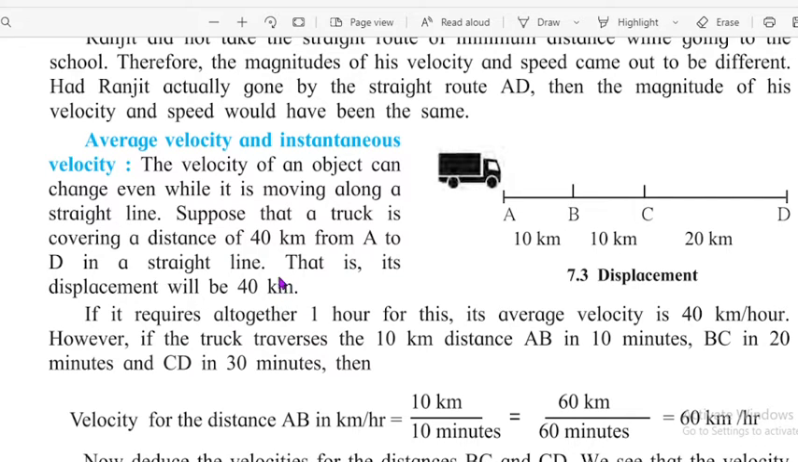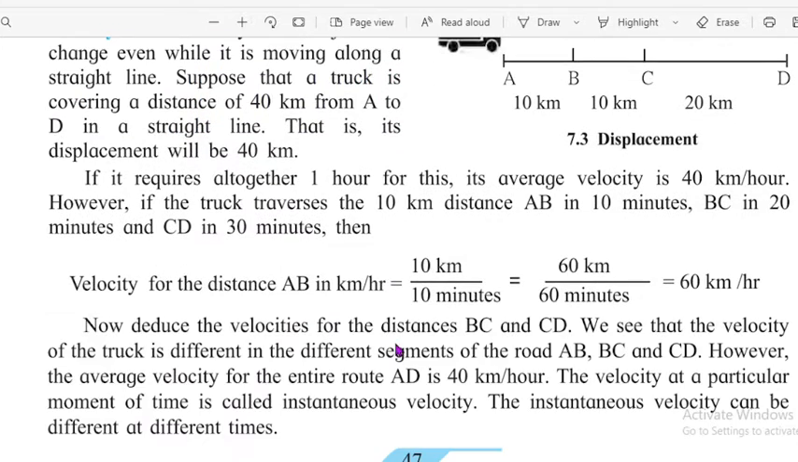Displacement means the distance covered by it from A to D. If it requires altogether 1 hour for this, its average velocity will be 40 km per hour.